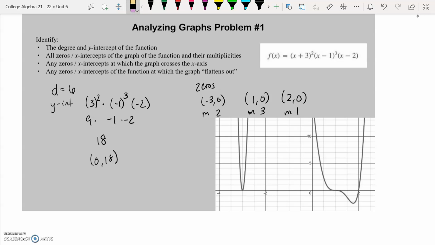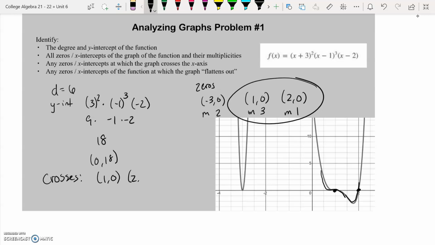Now it says, at which x-intercepts does it cross the x-axis? Well, if you look at it, where does it cross it at? Well, it's at the ones that are going to be odd, so it should cross it at 1 and 2. If I look at it, it crosses here, and it crosses here. So I was going this way, it crossed it, I was going back up, and it crossed it. So it crosses at these 2 zeros. So it crosses, which is going to be a question on the Hawks, at 1, 0, and 2, 0.